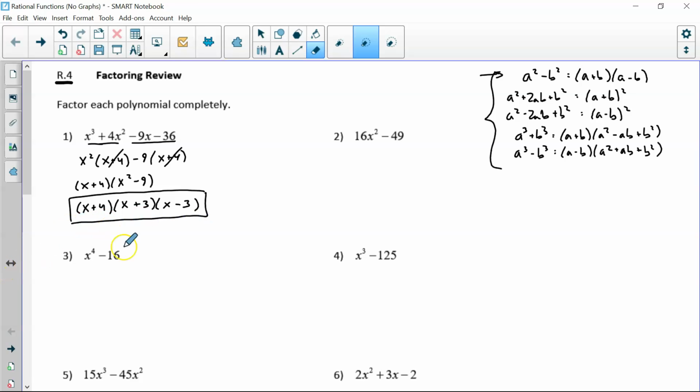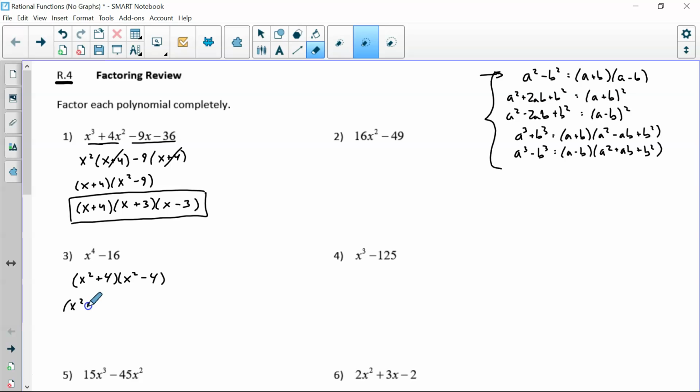X to the 4th minus 16. That's a polynomial in quadratic form. It's actually our top example, a squared minus b squared. So for our binomials, the square root of x to the 4th is x squared. The square root of 16 is 4. And then we just put a plus and a minus. We can't factor x squared plus 4, but we can factor x squared minus 4. It's that a squared minus b squared again.